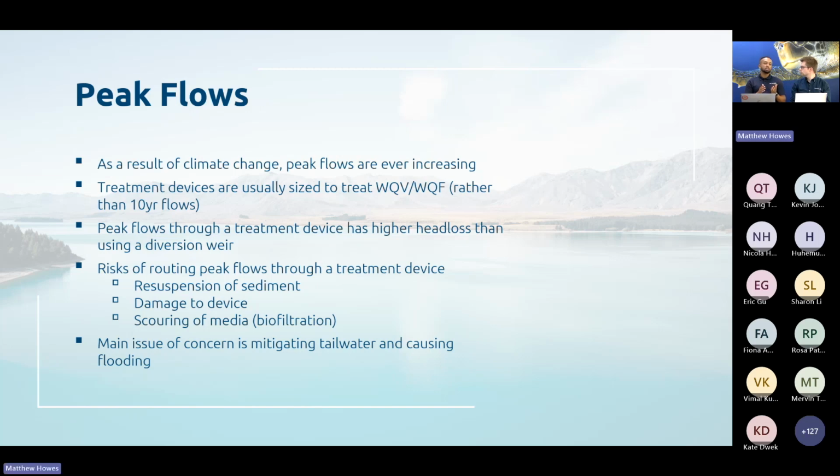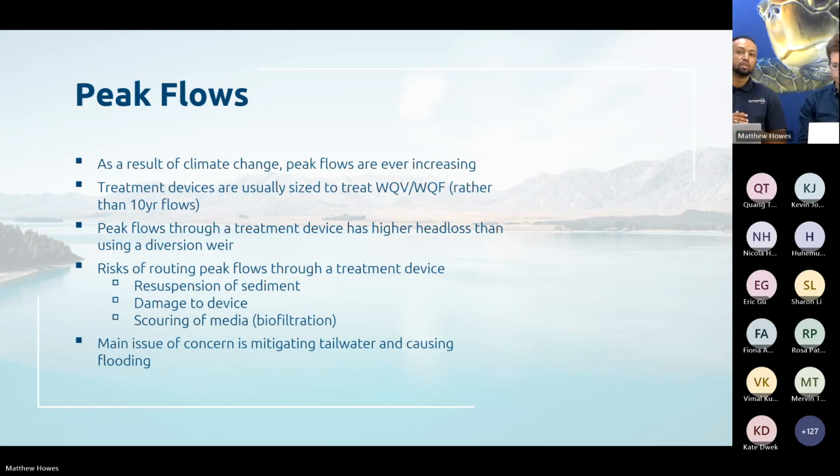Another one is, in some extreme peak flows, you could damage the internal components of the device. And in biofiltration devices, you could scour the media by conveying the peak flows through the treatment device. And therefore, it is important how we convey the peak flows around the treatment system.